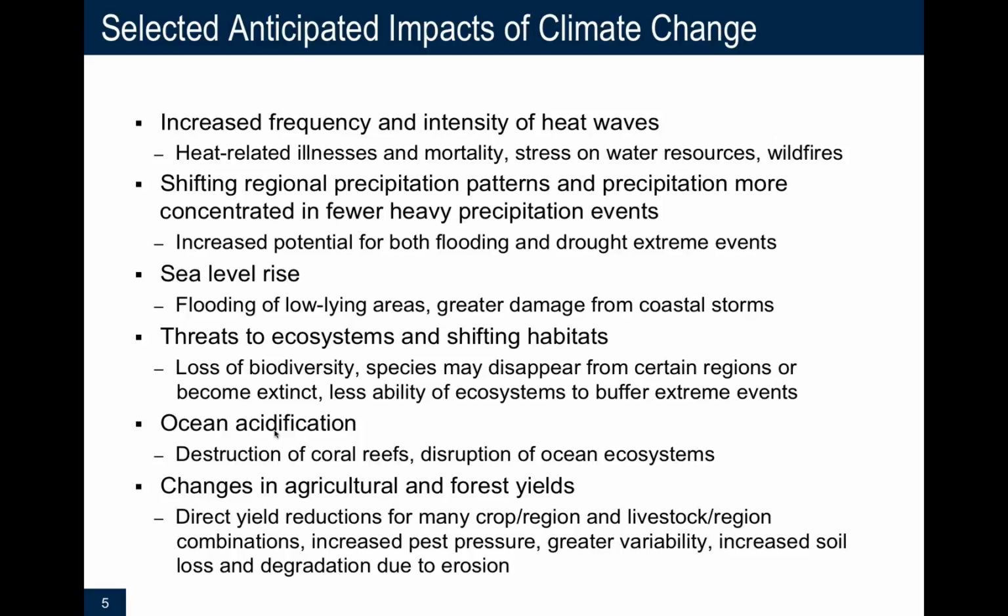Some of the anticipated impacts include increased frequency and intensity of heat waves, shifting regional precipitation patterns, as well as precipitation potentially being concentrated in fewer heavy precipitation events, sea level rise, threats to other ecosystems, shifting habitats, also impacts on the oceans, and for this talk, changes potentially in agricultural and forest yields, where there are direct impacts on growth rates and yields, and they vary in a complex way depending on how precipitation changes and how temperature changes and what baseline conditions look like. In addition to direct effects on crop productivity, there's also heat stress impacts on livestock. There's also expected to be increased pests and greater variability in yields.